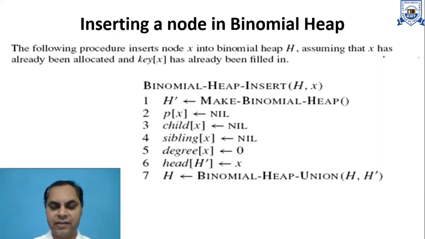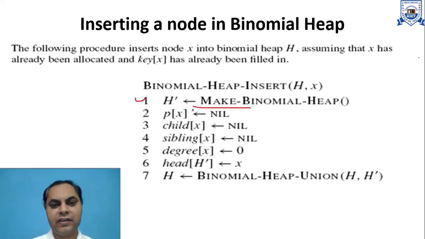That means the node which you want to insert in the existing binomial heap, you have to create that node. That means all the structure should be fully prepared for that particular node x, such that first of all you make an empty binomial heap H dash, and you do that in line number 1.